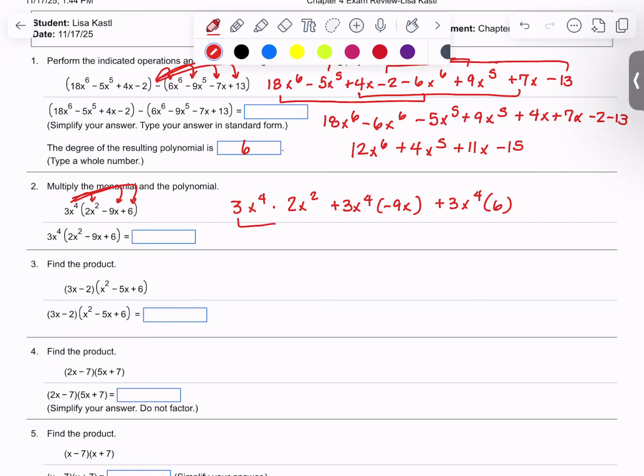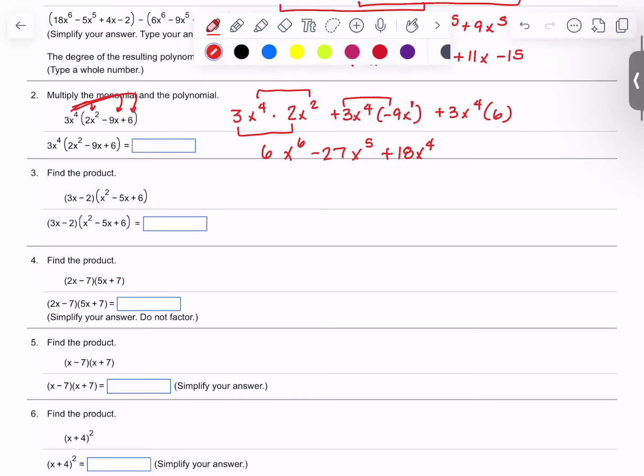So we have 3 times 2 is 6. x to the 4th times x squared, we add the exponents when we multiply like bases: x to the 6th. Then we have a plus 3, a minus 9. That's going to give us minus 27x to the 5th. 4 plus 1 is 5. And then 18x to the 4th.